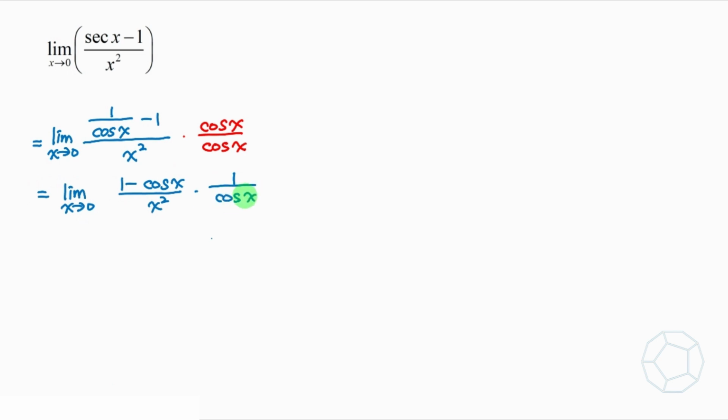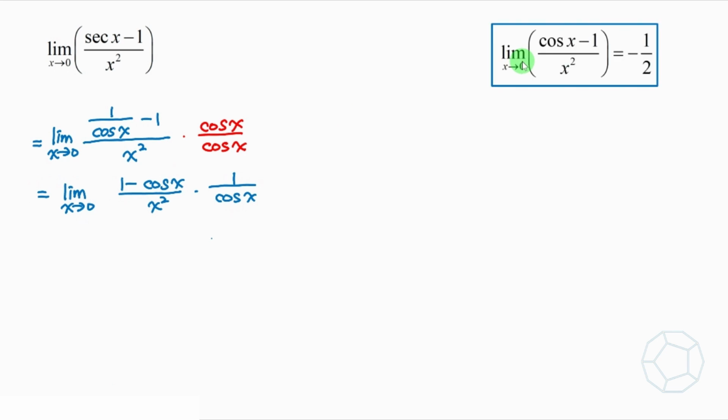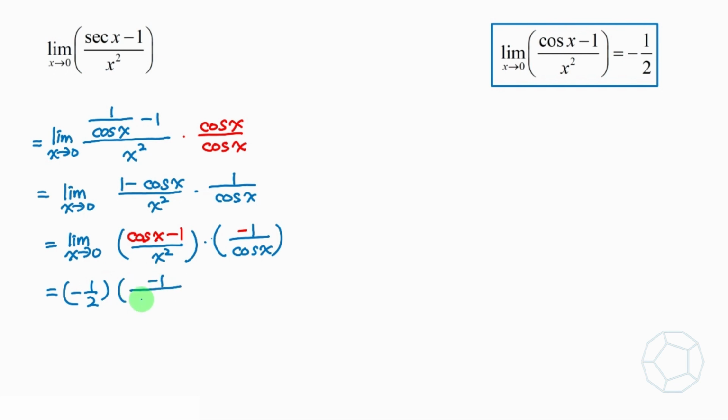The first fraction is very similar to the result we worked out in the previous video. They differ by a negative sign only. So the next step is obviously limit x tends to 0, cosine x minus 1 over x squared multiplied by negative 1 over cosine x. So it is equal to negative 1 over 2 times negative 1 over cosine. We put x equals 0. So the final answer is 1 over 2.